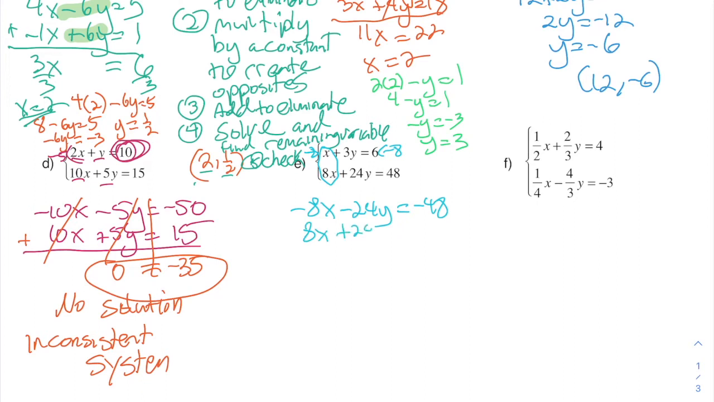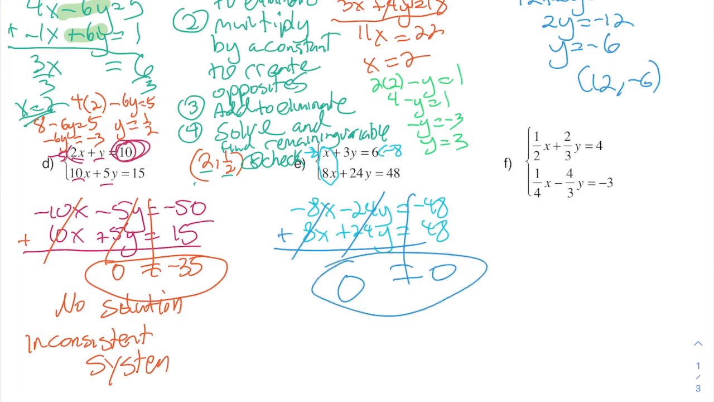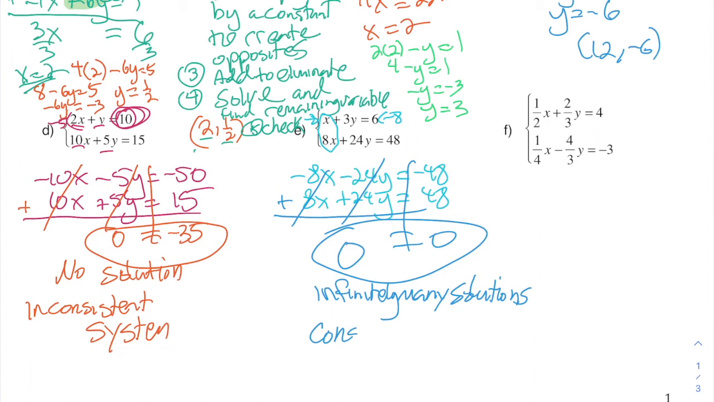8x plus 24y is equal to 48. And I add them together, and 0, 0, okay, 0. So 0 equals 0. Now this is a true statement. When we see something like this as a true statement, we say this is infinitely many solutions. And that tells us it's a consistent system.